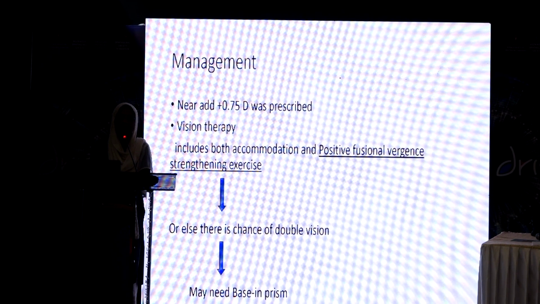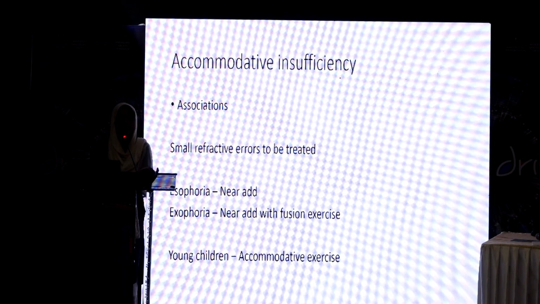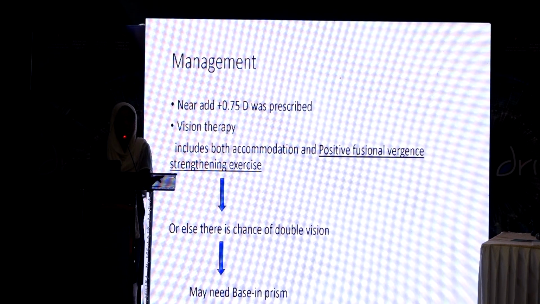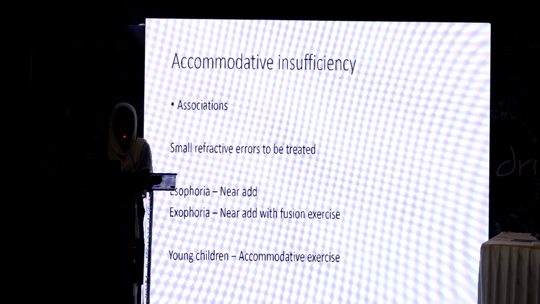Vision therapy should always include positive fusional vergence strengthening also. Even though it is pseudo-convergence insufficiency, we have seen patients coming back with double vision, decompensated phoria. And we have also informed her that she may need prism in future if she doesn't do the exercise properly. One way of safeguarding, happily we can prescribe prism if the patient comes back with decompensated phoria.